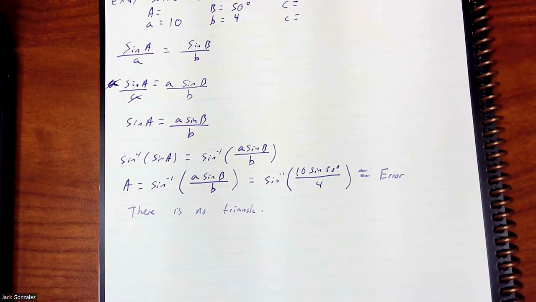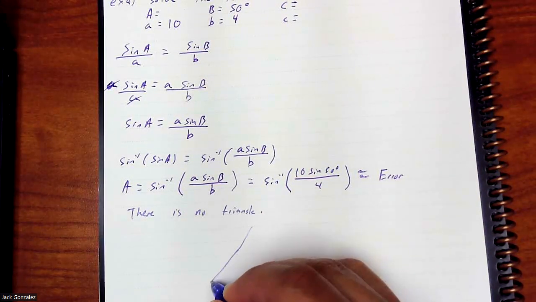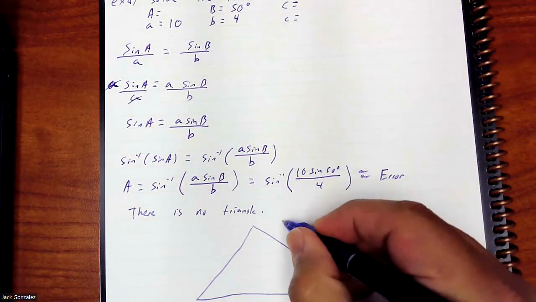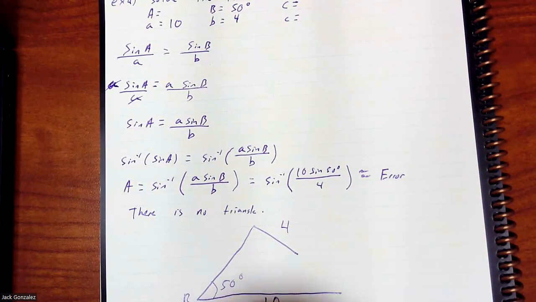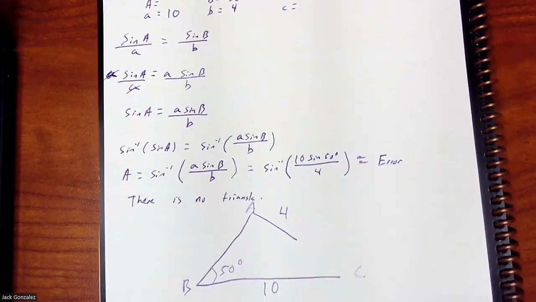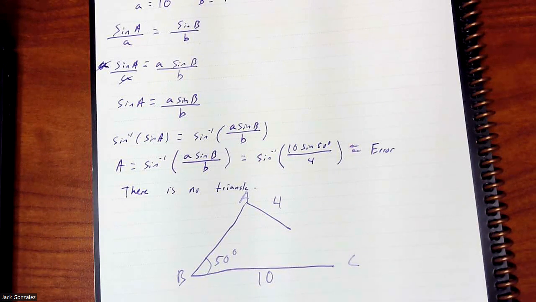So basically we have something like, where's my picture? Yeah, something like this. But it just kind of stops. See what I mean? You try to find this angle, or that one, but it doesn't exist because it never closes. So there isn't a triangle.